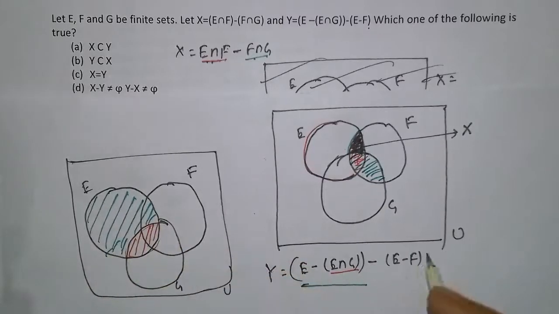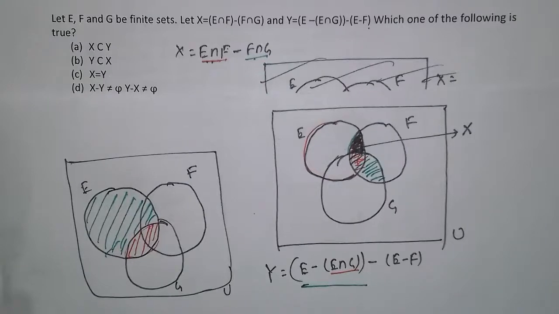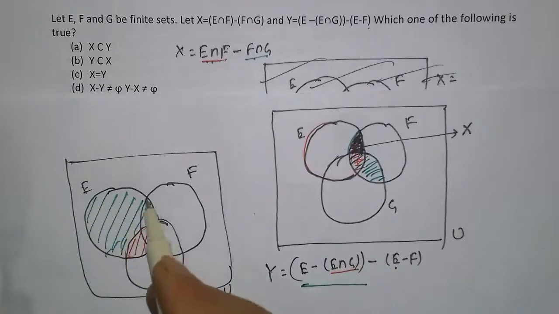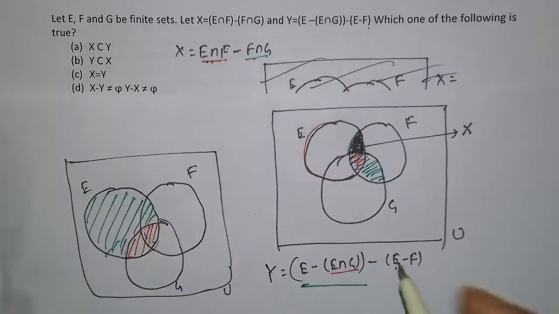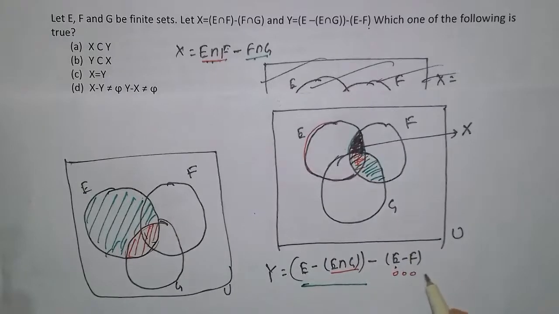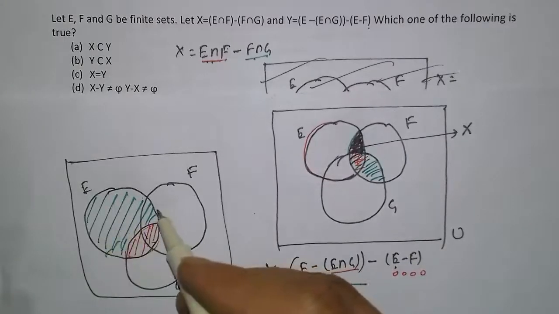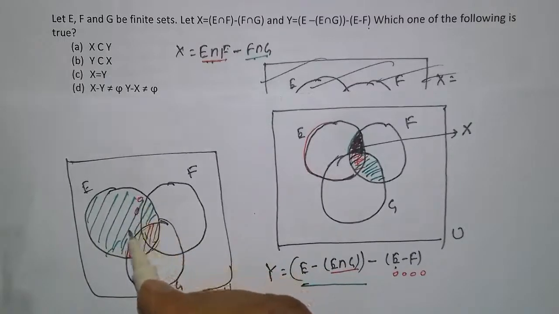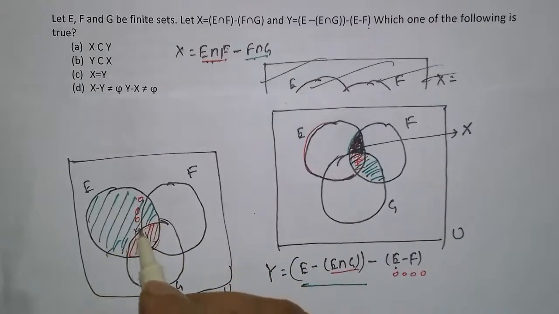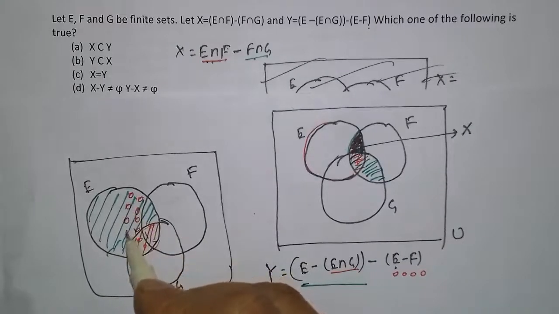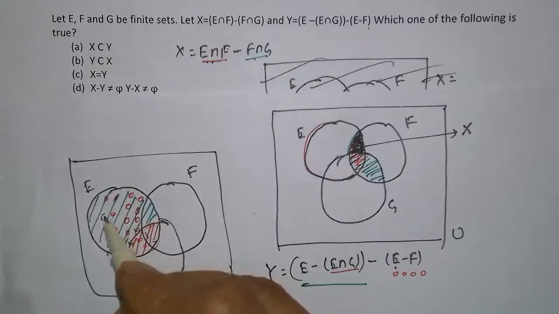Yes. Now E minus F. E minus F I will show with black. E minus F means subtract from E the portion of F. This is E and this is the portion of F. So I will denote it by red dot. This is the E minus F. Area with red dots are E minus F.